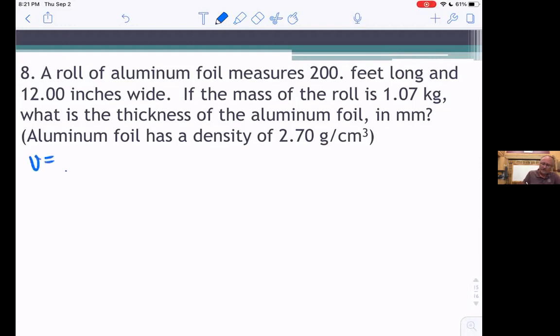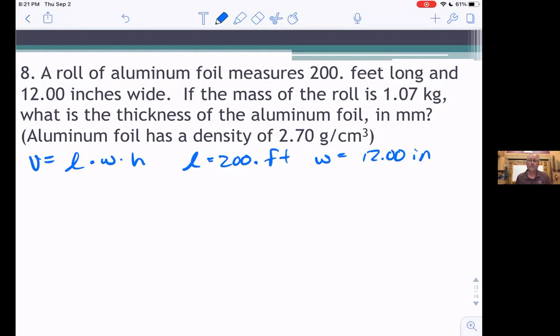They're telling you the length, right? So volume is actually length times width times height. They're telling us the length is 200 feet, 200 decimal feet. They're also saying that the width is 12.00 inches. They also give us the mass of the roll is 1.07 kilograms. And it says, what is the thickness of the aluminum foil in millimeters? So the thickness here is the height.